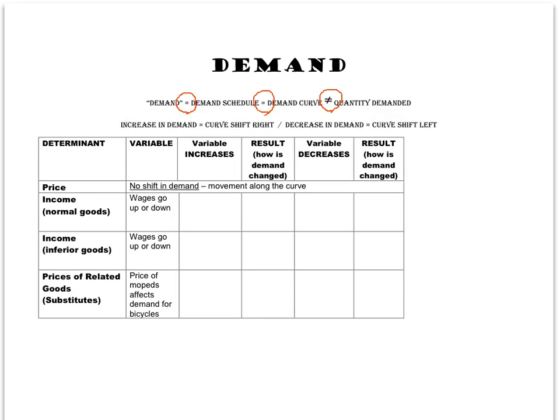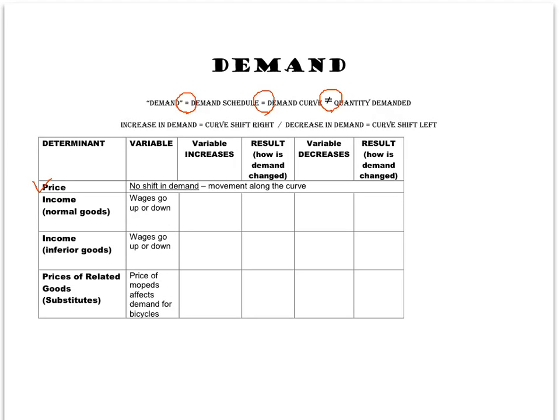Demand is not quantity demanded. If the price of beer goes up, for example, and people buy a lower quantity as a result, that's a change in quantity demanded, not in demand. Only if we had a whole new curve, a whole new schedule, would demand itself have changed. Now, I suppose the first variable to consider is price. But price does not shift demand.